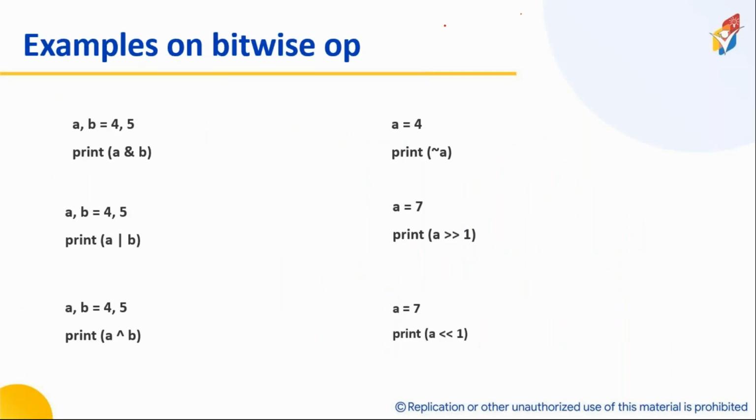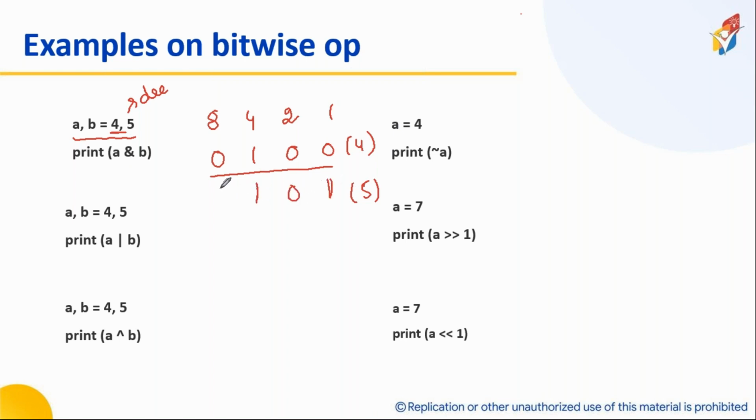Now shall we solve these examples? Look at here, a comma b equal to 4 comma 5. These are in decimal format, but I need to convert them into binary. How am I converting? 1, 2, 4, 8. Look at how 4 will be converted: 0, 1, 0, 0. This is the binary of 4. Now, how to convert 5? 5 means 4 plus 1, so let us make this 1 and this 1. So these two are zeros.